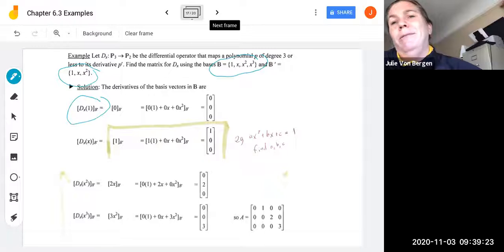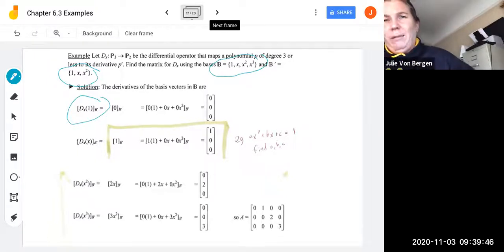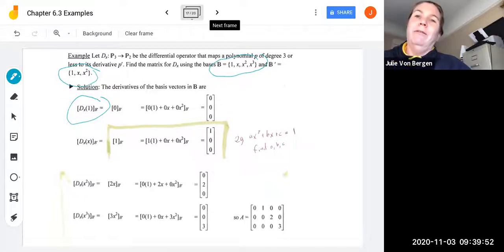So the derivatives of the basis vectors in B are, well, first we do dx of 1 with respect to B prime. That's just going to be 0 with respect to B prime. So we plug in our 0 here. It's going to be 0 times 1 plus 0x plus 0x squared, so that is just all zeros. The yellows are highlighting from my notes when I wrote these by hand. These are scans, so you can ignore my little highlighting boxes. That makes sense because the derivative of 1 is a constant, so we expect zeros there.